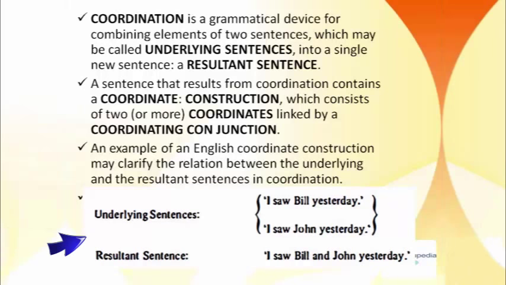Underlying sentences: I saw Bill yesterday. I saw John yesterday. Resultant sentence: we have here, I saw Bill and John yesterday.